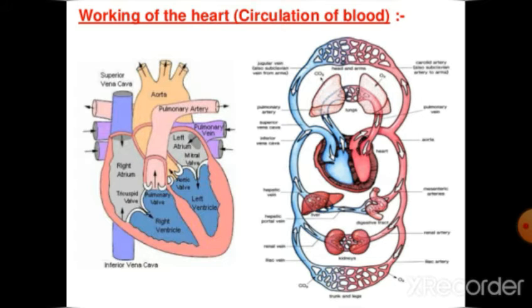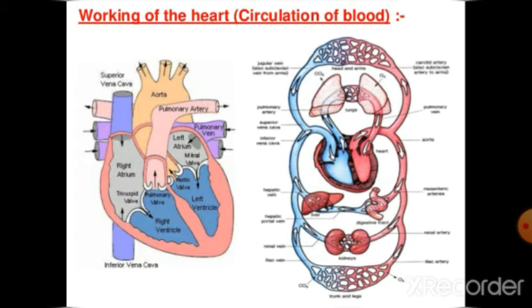From the left ventricle, blood is pushed into the aorta. Aorta is the largest blood vessel in the human body. This aorta supplies the blood to all the parts of the body. This blood is oxygenated. Okay, this is the flow of the blood inside the heart.